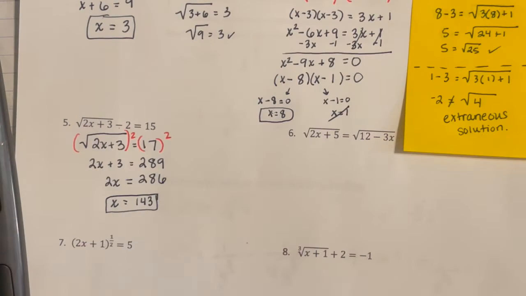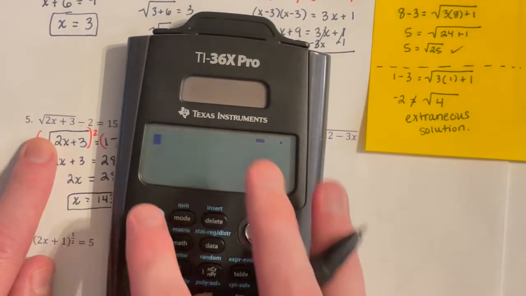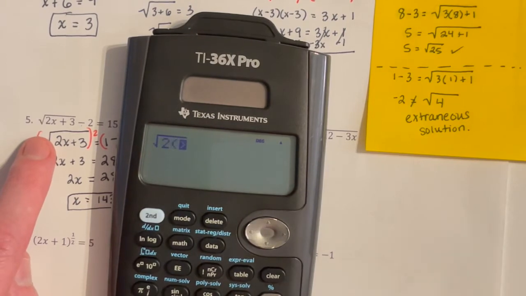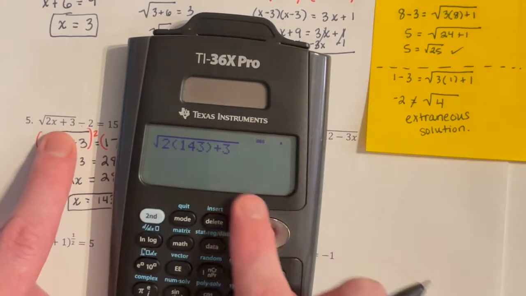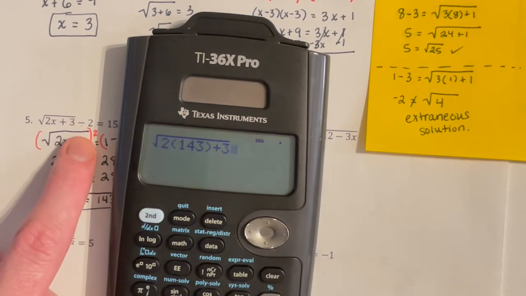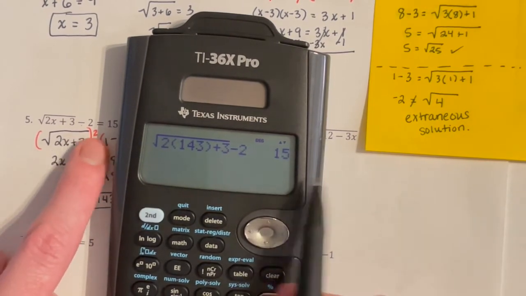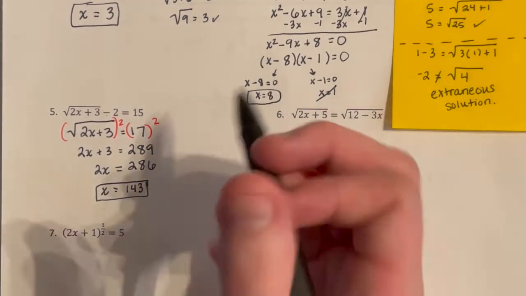But I still need to check my solution. So I'm going to go back to the original and plug it in. The square root of 2 times 143 plus 3. So all that's underneath the radical. So I'm going to go outside the radical now, press the right arrow, minus 2, and we get 15. So that does work out because I was supposed to get 15. So this is a correct solution.